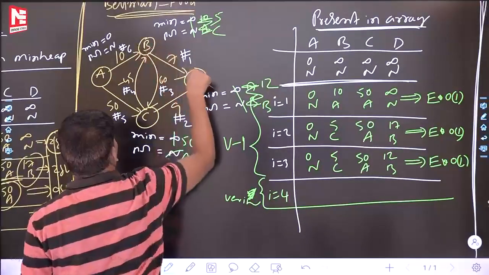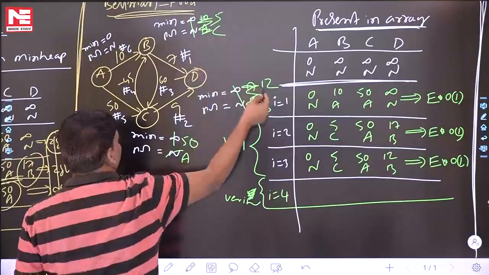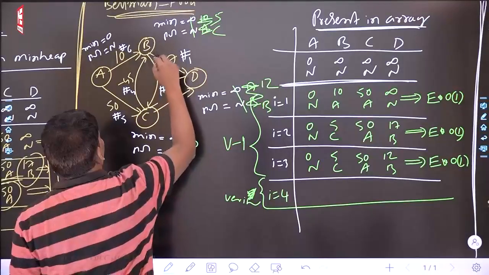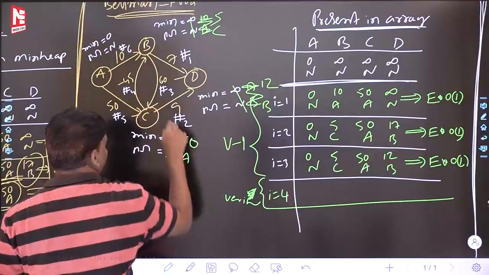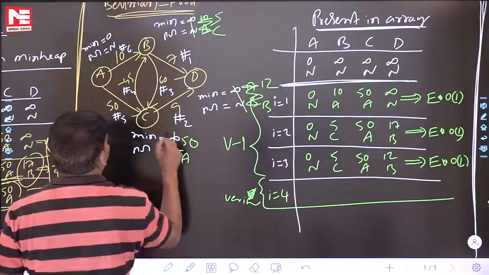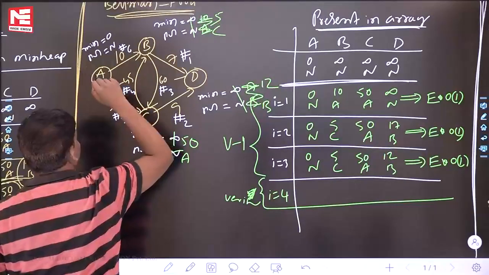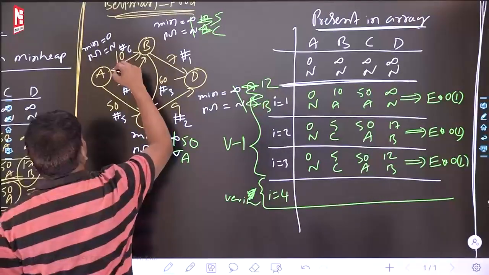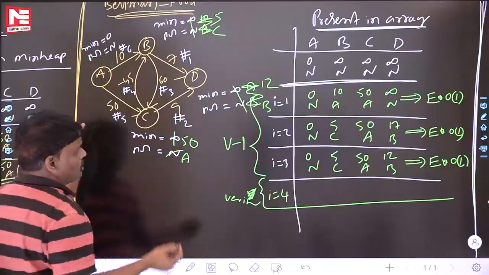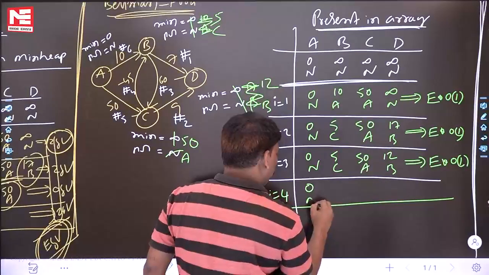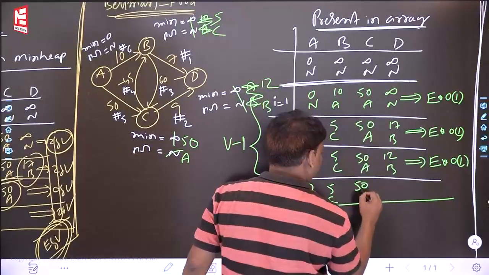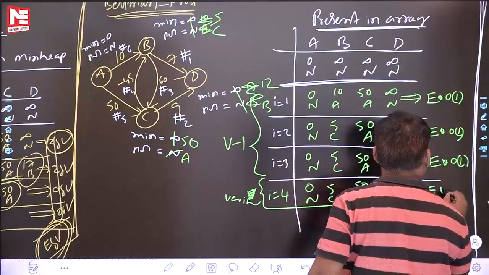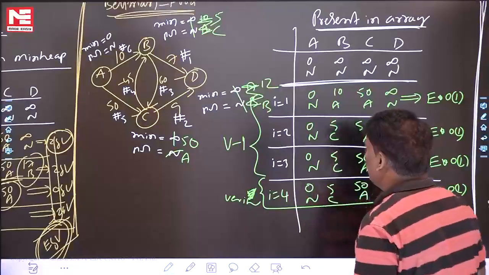So, edge number 1, B to D, B value 5, 5 plus 7, 12, already there. Edge number 2, 50 plus 9, 59, 12 better. Edge number 3, 5 plus 60, 65, 50 better. Edge number 4, 50 minus 45, 5 already there. Edge number 5, 0 plus 50, 50 better. Edge number 6, 0 plus 10, 5 better. See, nothing changed. Right? Fine. Whatever you got, it's okay.